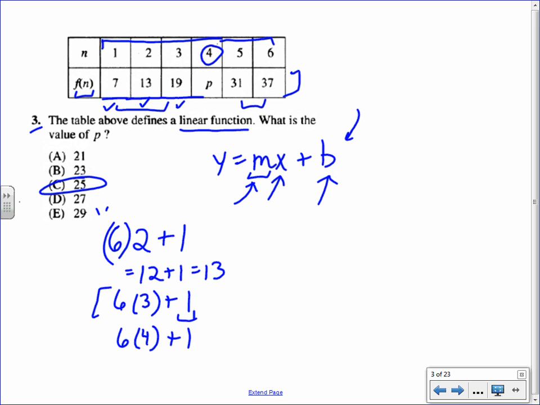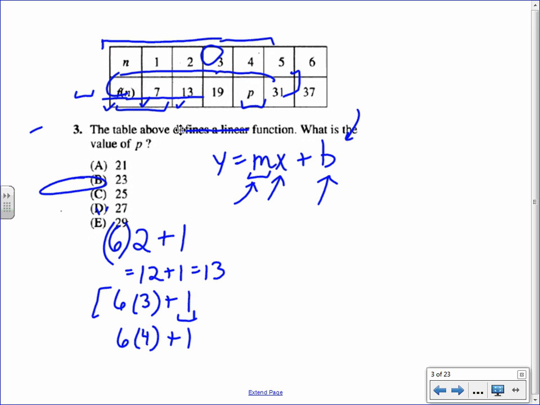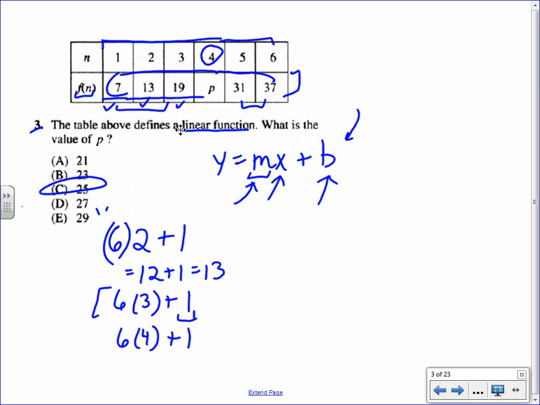Another way to do this is to realize that each subsequent term is just going up by 6. So that's another way to do it. So 19 plus 6 also gives us 25.